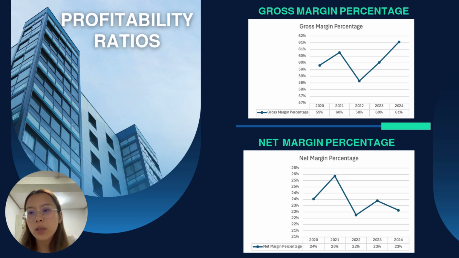However, it declined to 22% in 2022, and only modestly recovered to 23% in 2023 and remained flat in 2024. Despite stable revenue generation, increasing expenses or interest burdens may have constrained bottom line growth, as the company hasn't matched the peak profitability of 2021 in subsequent years.